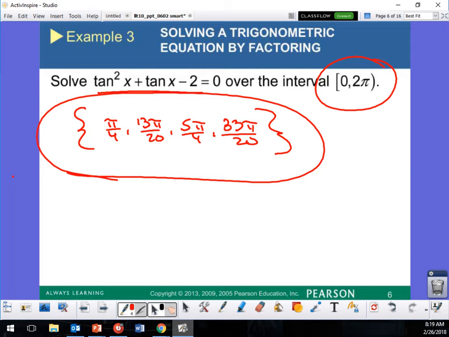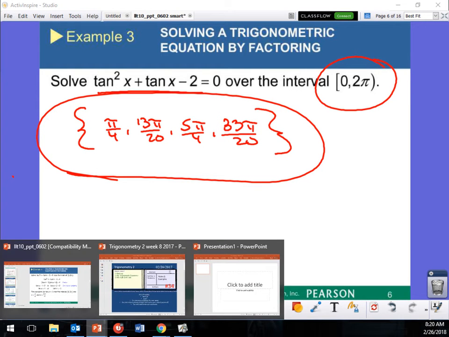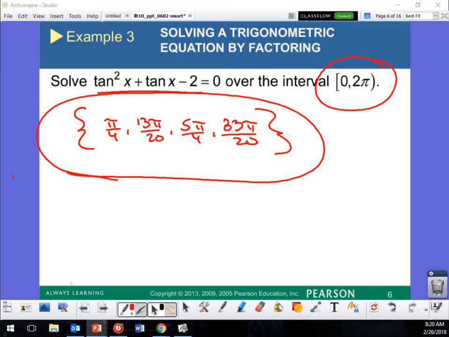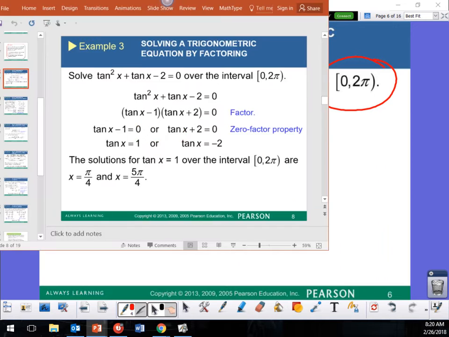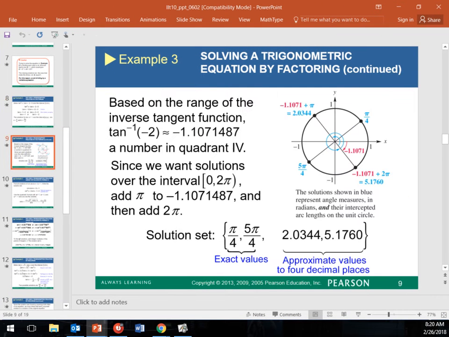Wait, so what's the one different thing you said? Because these aren't on the unit circle, are they? So it's okay if we put them as the answer? Yeah. Now, there's something slightly different in the notes. I'm showing you what the notes actually say.